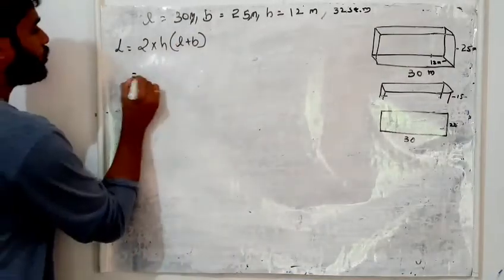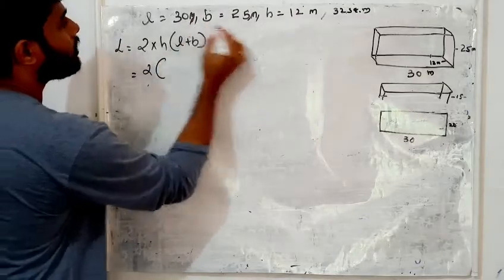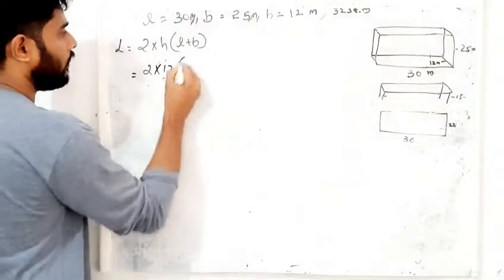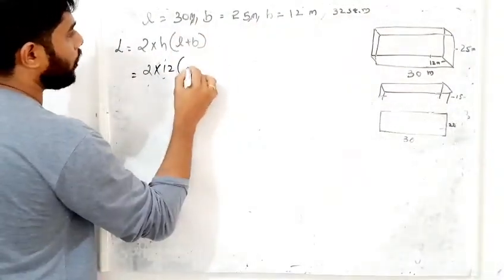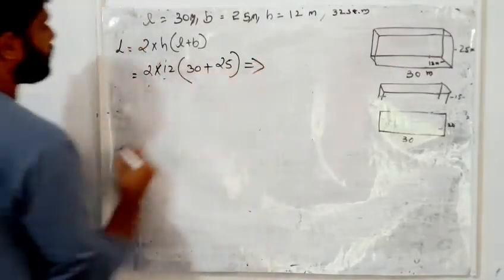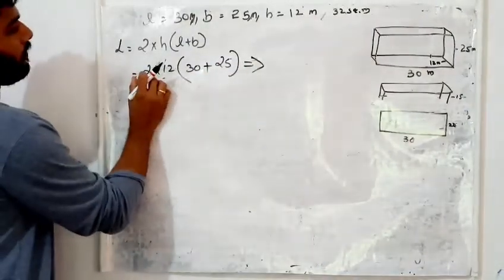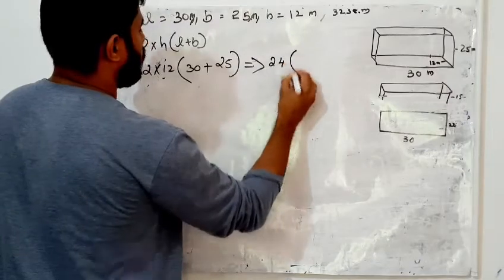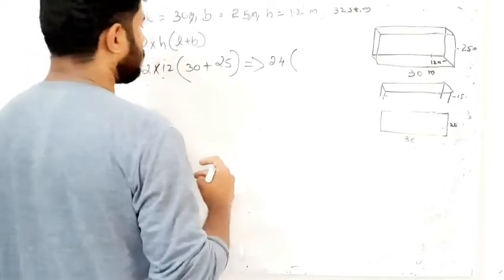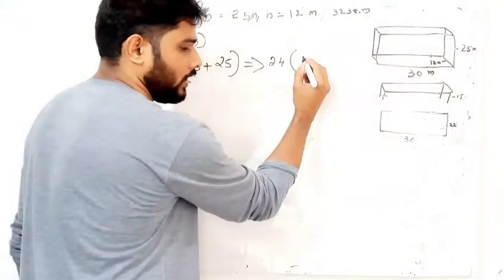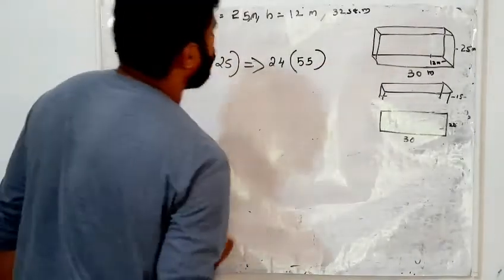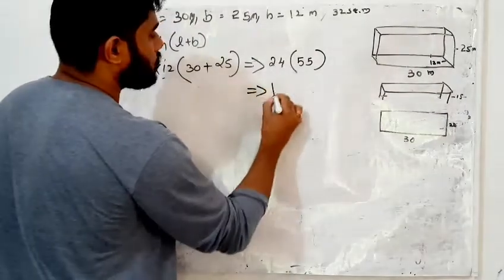So we can put the values here, 2. Height how much? Height 12. So 2 into 12, and length plus breadth. Length how much? 30. Plus breadth how much? 25. Clear? The rest of them I will write here. 2 into 12, that means you will get 24 into 30 plus 25. 30 plus 25 you will get 55. 24 into 55 you will get 1320.